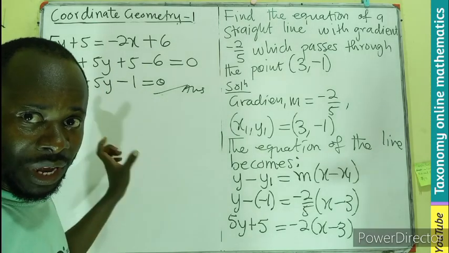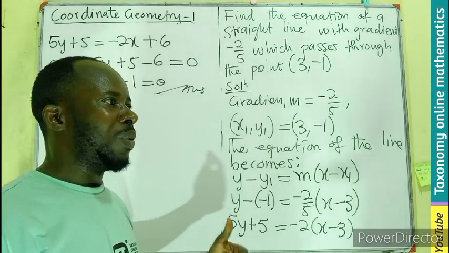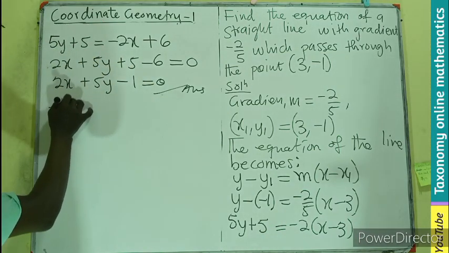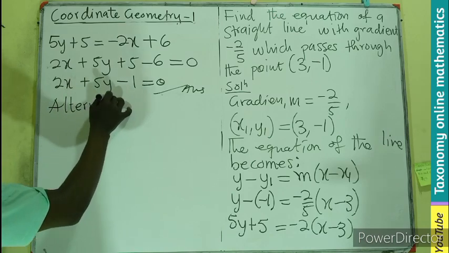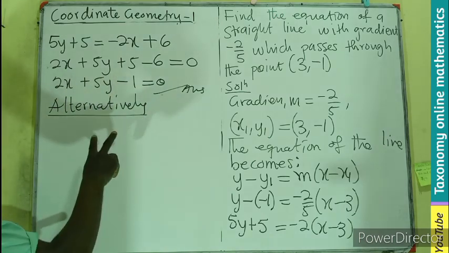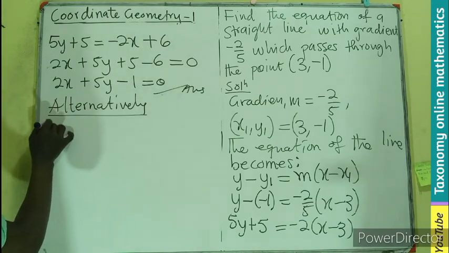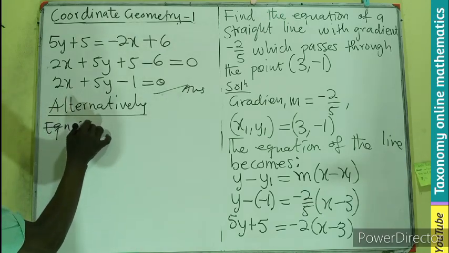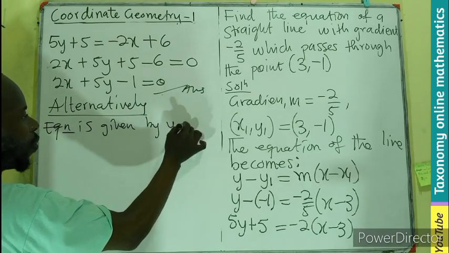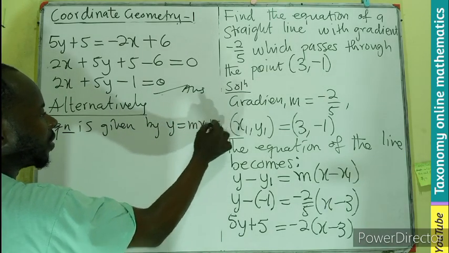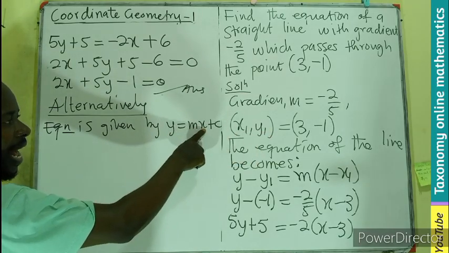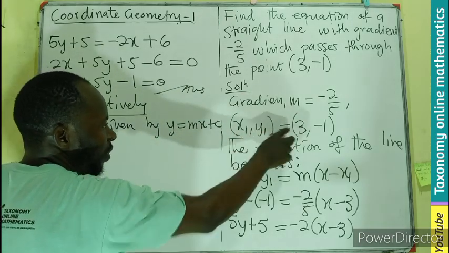Now, this is following just this method. We have another method that we can follow. So we can say that alternatively, the equation is given by y equals mx plus c, where m is the gradient.